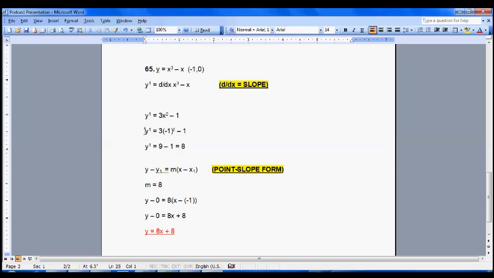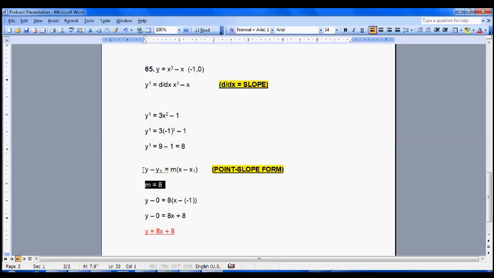Then what you want to take is your x value and plug it in. So you would do 3 times negative 1 squared minus 1. So 3 times negative 1 squared, negative 1 squared is 1, and 3 times 1 minus 1 is 2. Remember that. Now another function that's going to be vital to this is the point slope equation.